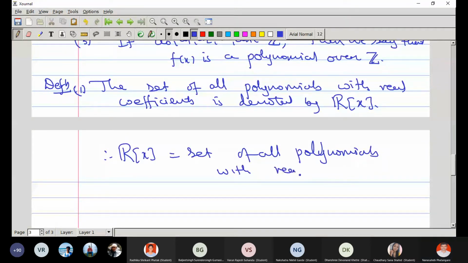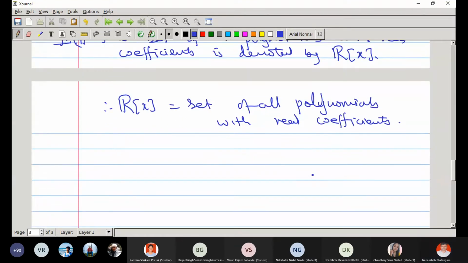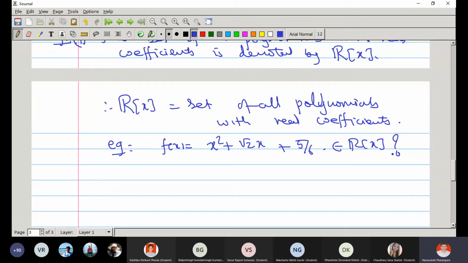Right? All polynomials. So for example, if you write f(x) is equal to x squared plus root 2 x plus 5 by 6, is it in R[x]? Is it in R[x]? Yes.